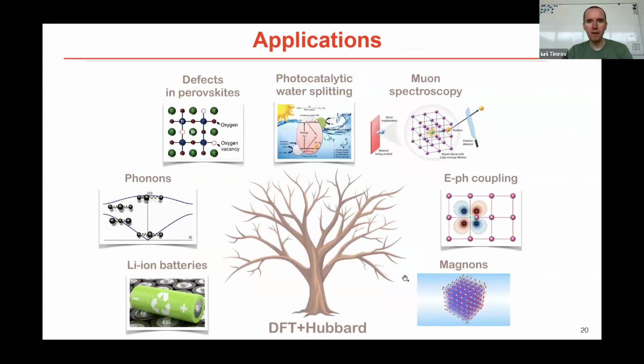So that was all about the method. And we have many applications of DFT plus U and DFT plus U plus V. This is just like a tree of applications. I would like to mention lithium-ion batteries, phonons, you can also use Hubbard U correction in phonons. You can study defect physics in perovskites, photocatalytic water splitting, muon spectroscopy, electron-phonon coupling, magnons, and so on and so forth. Unfortunately, I don't have time to talk about applications. It's also very interesting, but maybe another time. But that's all for today.